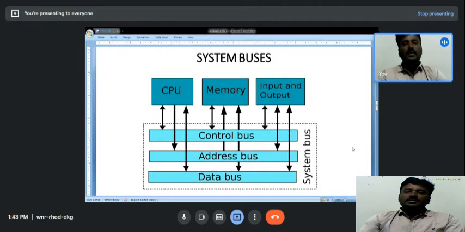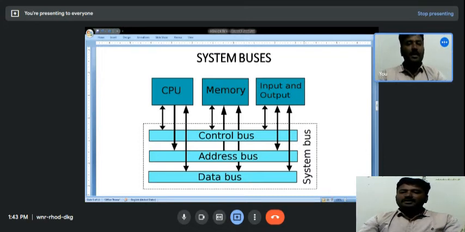So in this architecture, you can see the three different types of buses, such as control bus, address bus, and data bus. These three buses communicate with the CPU, memory, and input and output devices, for example, peripheral devices. You can see that the control, address, and data buses are cumulatively represented by a dotted line. These three buses form part of the system bus.